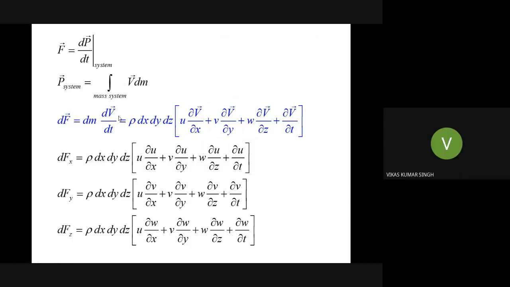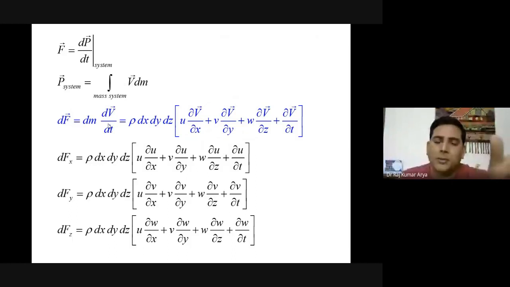Now your velocity vector has four components: velocity in direction x, velocity in direction y, velocity in direction z, plus an unsteady state component due to time. Therefore, its total derivative can be defined as u del v upon del x plus v del v upon del y plus w del v upon del z. So these are all derivatives in direction x, y, z, plus there was a component which was purely a function of time, that is again del v upon del t. So this is the total derivative of your velocity vector.